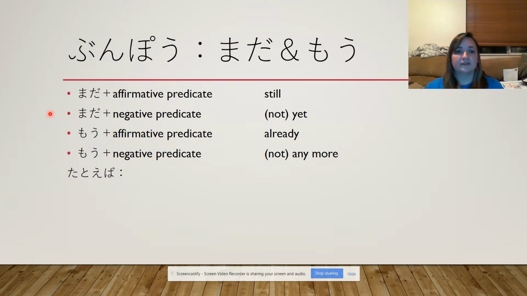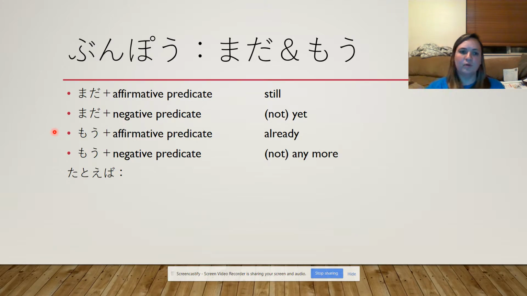Okay, so for example, I can say mada hon o yomimasu. I'm still going to read a book, right? Versus mada hon o yomimasen deshita. I still haven't read the book. Okay, I haven't yet read it, right?